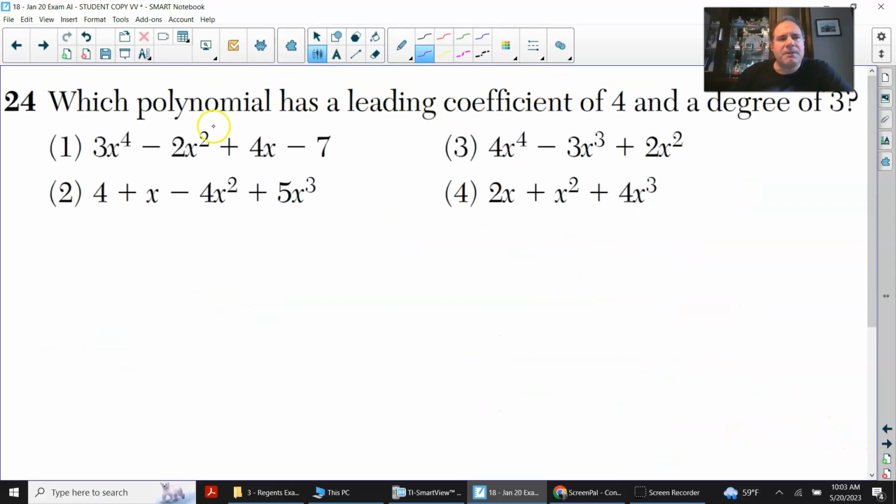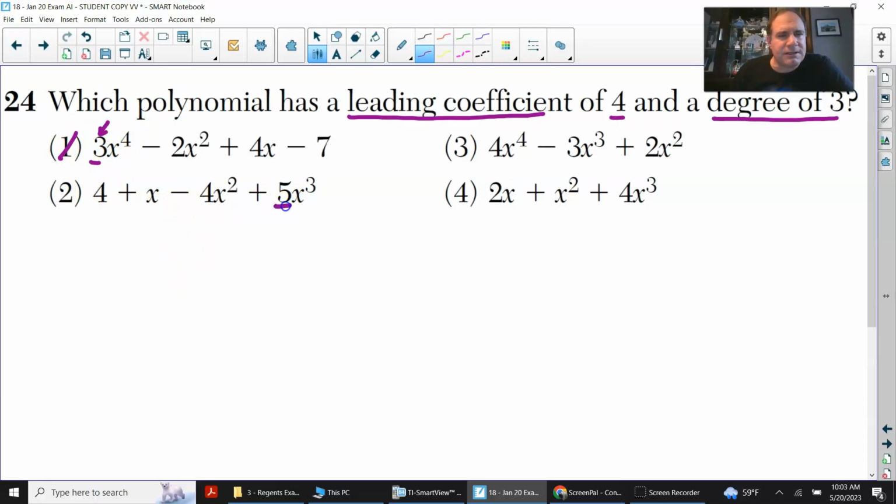24. Which polynomial has a leading coefficient of 4 and a degree of 3? All right, so you have to put these in standard form if you really would like to. And just look at the highest exponent, the greatest exponent, I should say. This is the greatest exponent. It does not have a leading coefficient. This number before the x is the leading coefficient. It does not have a leading coefficient of 4.